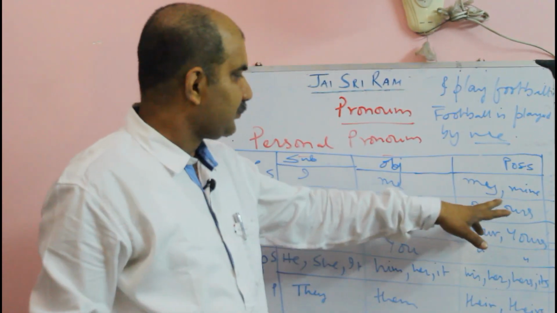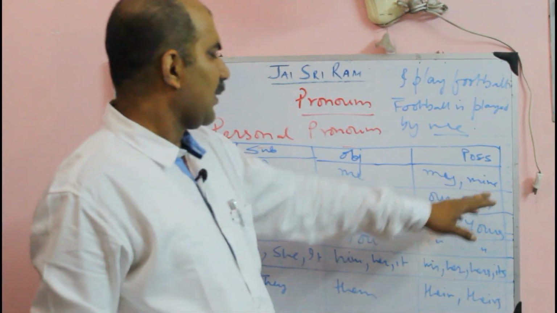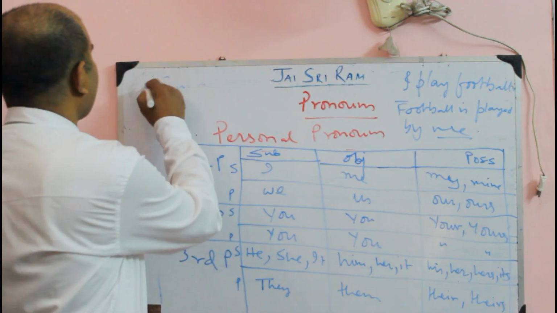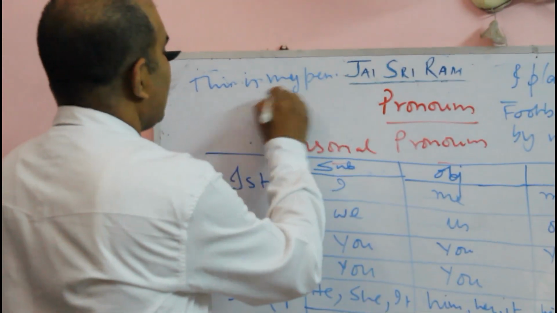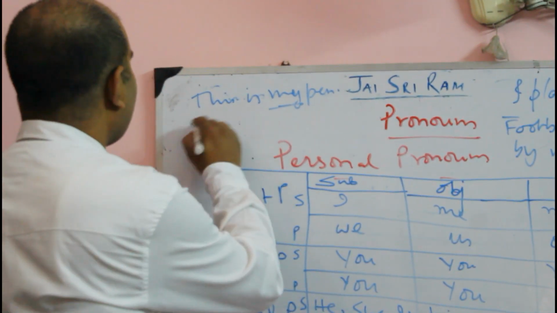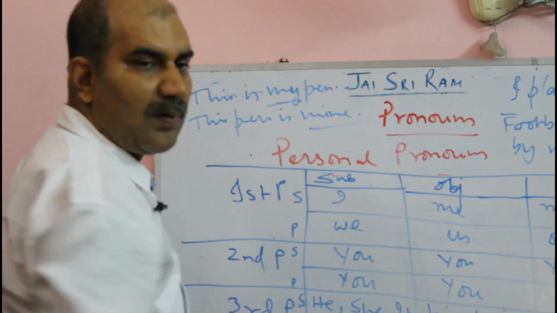Okay, and another is used as a possessive pronoun. Let us take this example. This is my pen. Look at this word. Okay, and this pen is mine. Okay, focus on this word.